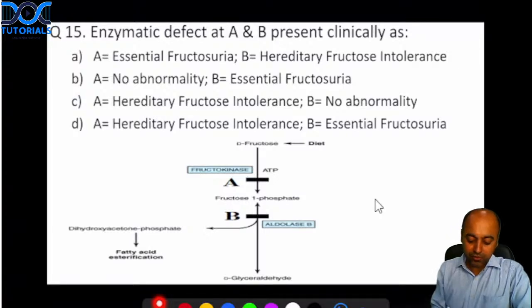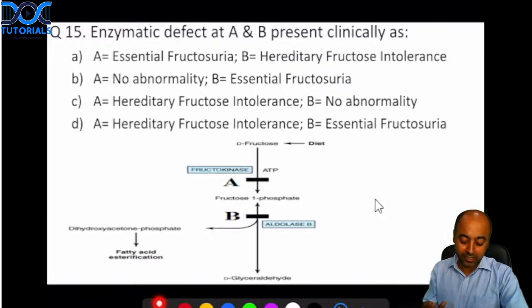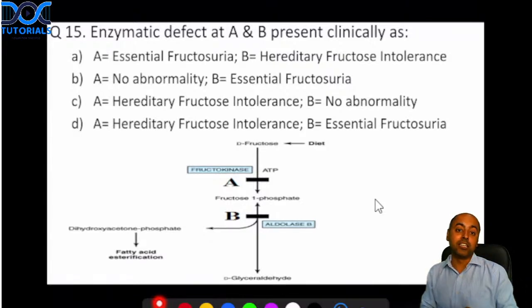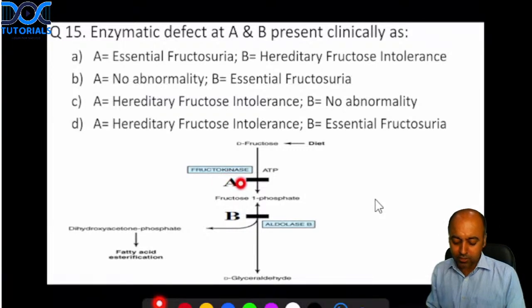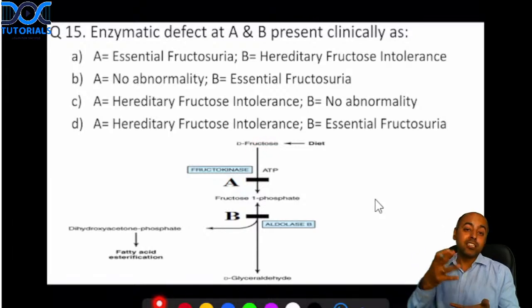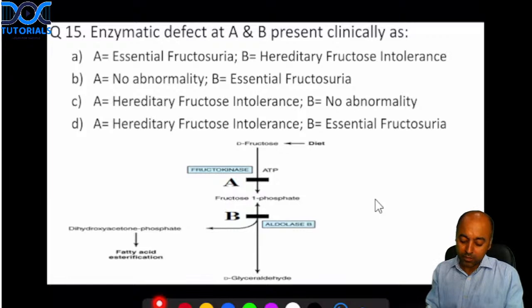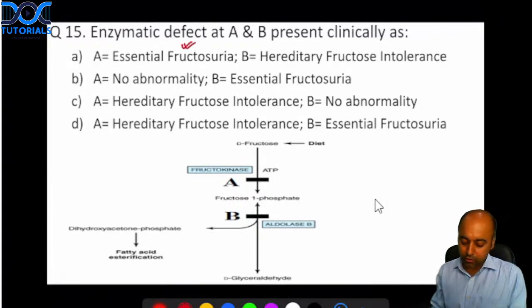Okay, question number 15, you can see it is based on the metabolic pathway and the absence of the various enzymes which gives rise to the inherited disorder. We have mentioned this in the form of clinical case previously also. So fructokinase, if it is not there, fructose level will rise. Only fructose rising in the blood is not going to cause any problem. So it is asymptomatic. We had mentioned asymptomatic means essential fructosuria.